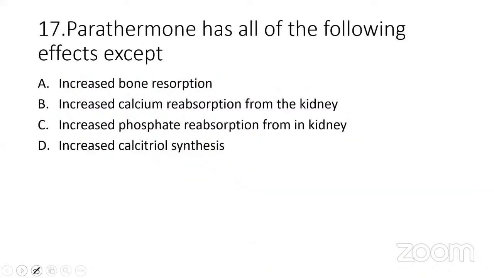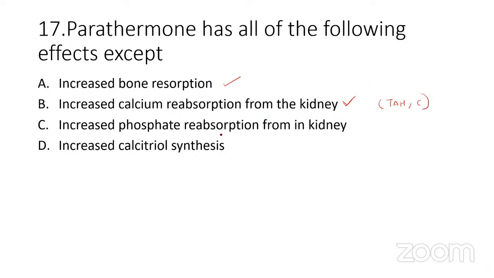Parathyroid hormone has the following effects except: parathyroid hormone causes bone resorption. This is a correct option. And it increases calcium reabsorption from the kidney, where it acts on the thick ascending loop of Henle and the collecting duct, which will increase the absorption of calcium. So finally, it will increase the blood calcium level.